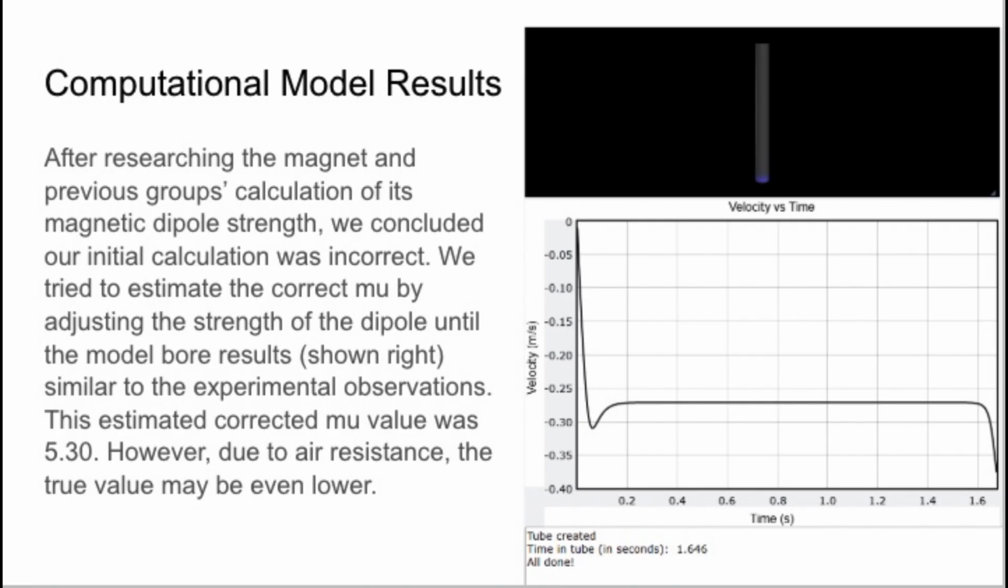We tried to estimate the correct mu by adjusting the strength of the dipole until the model bore results similar to the experimental observations. This estimated corrected mu value was 5.3. However, due to air resistance, the true value may be even lower.